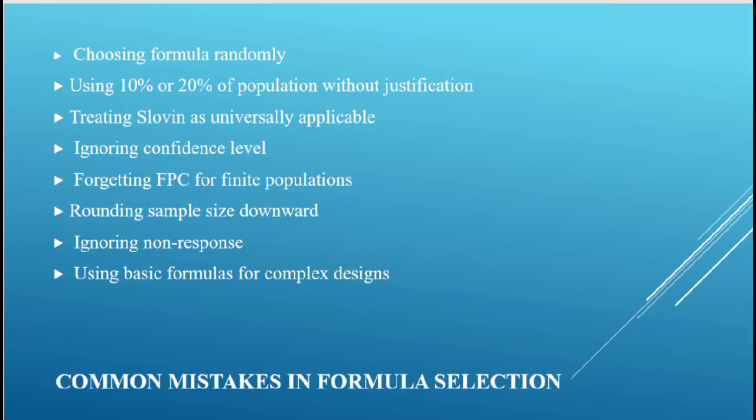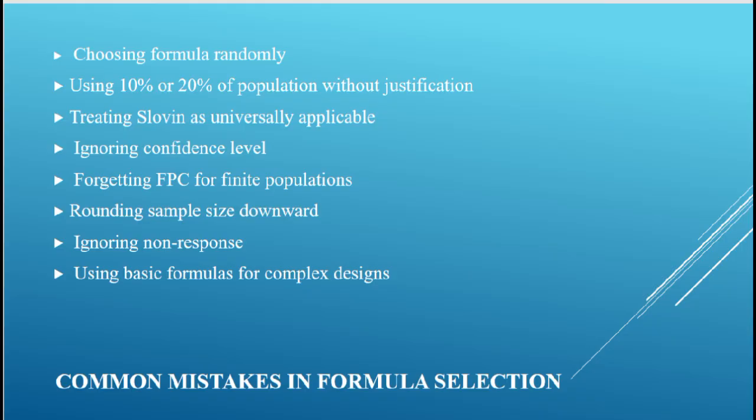Common mistakes in formula selection. Before we conclude, let's discuss some common mistakes. First, never choose a formula randomly just because it is popular among other students. Second, do not automatically take 10 or 20% of the population unless there is a specific methodological reason. Third, remember that Slovin's formula is a simplified approach and should not be treated as universally applicable.